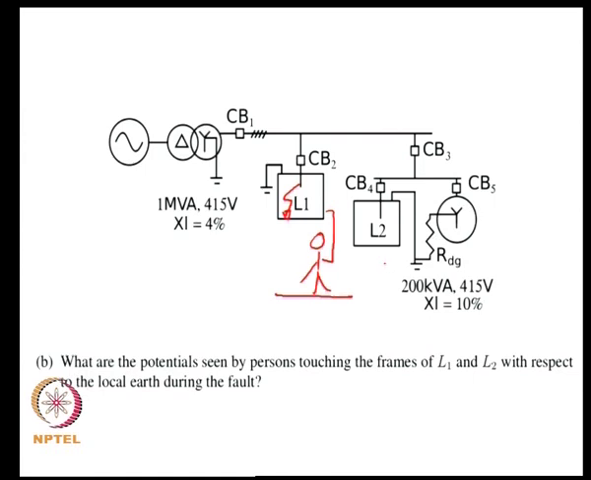If you have another person now at a second location touching this particular frame, with respect to the local earth over there, there is no current flowing, so the person would not see a shock at load 2.